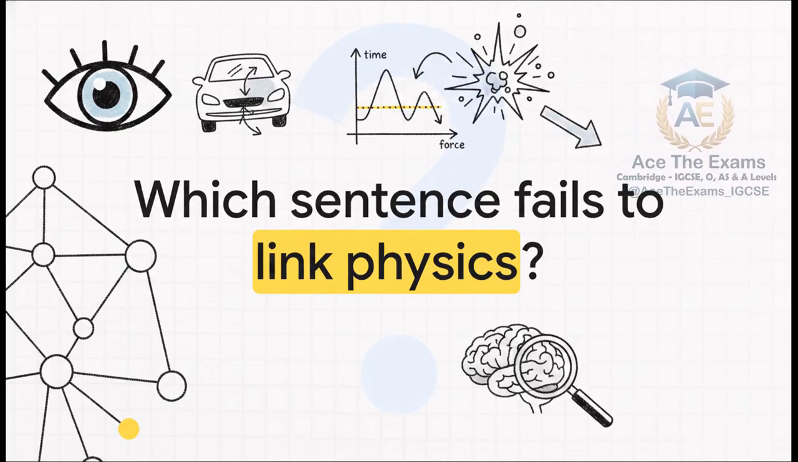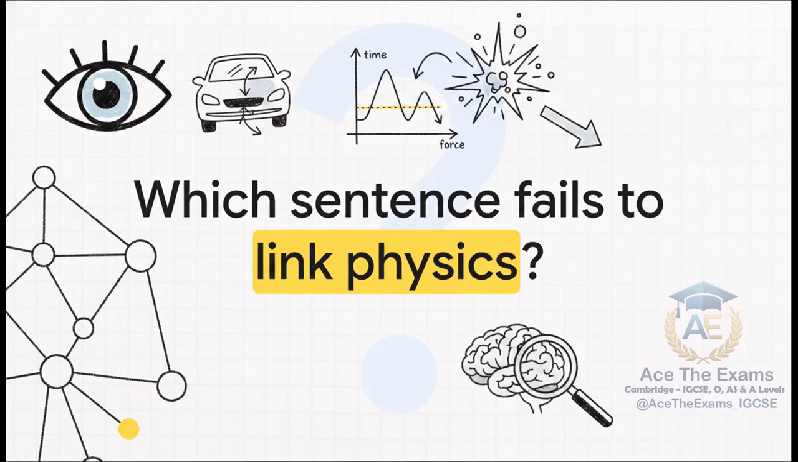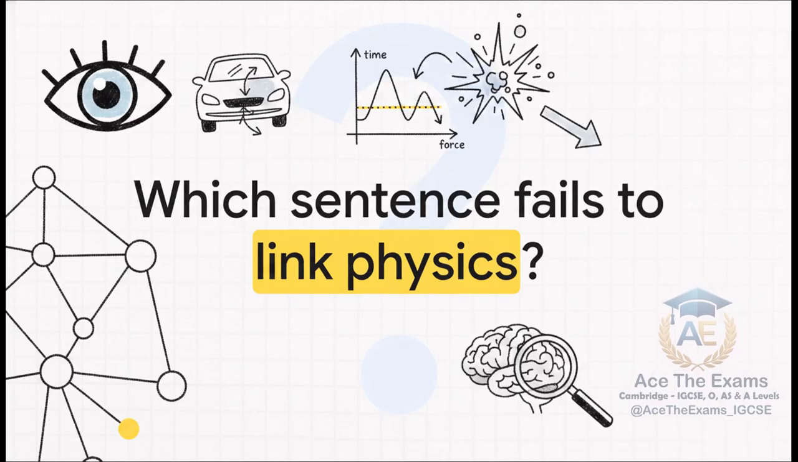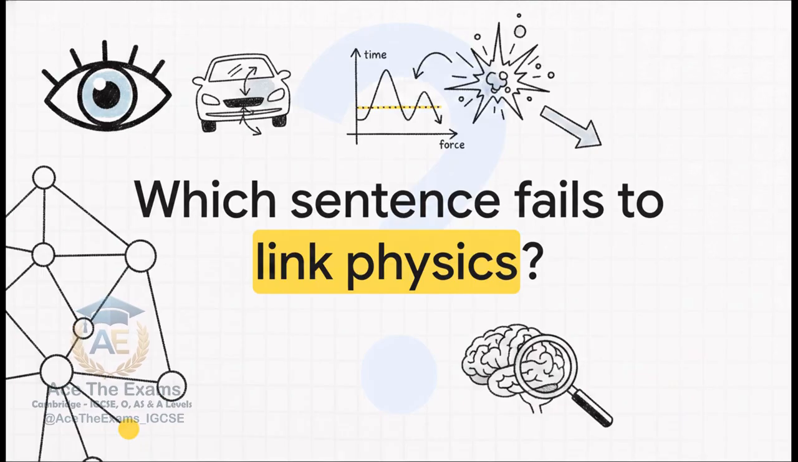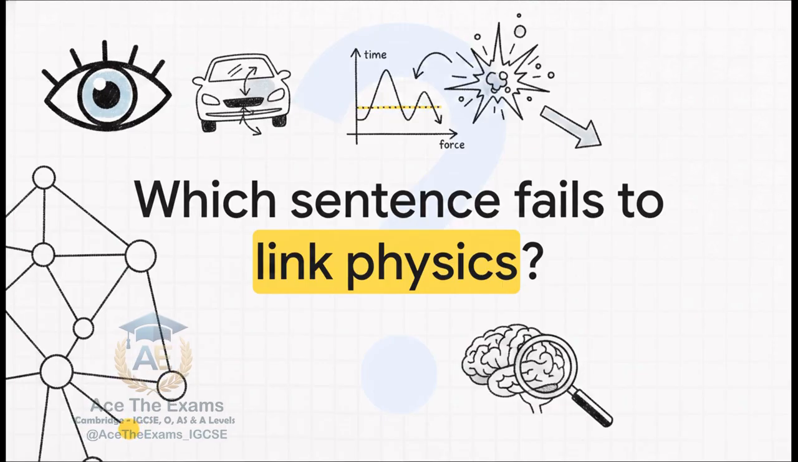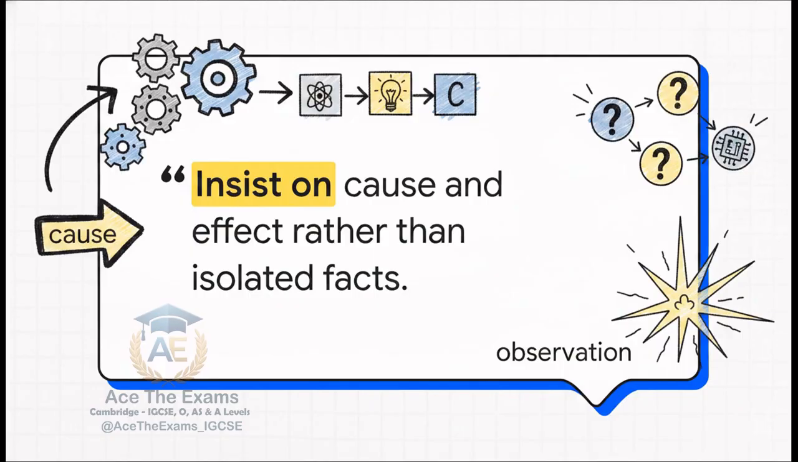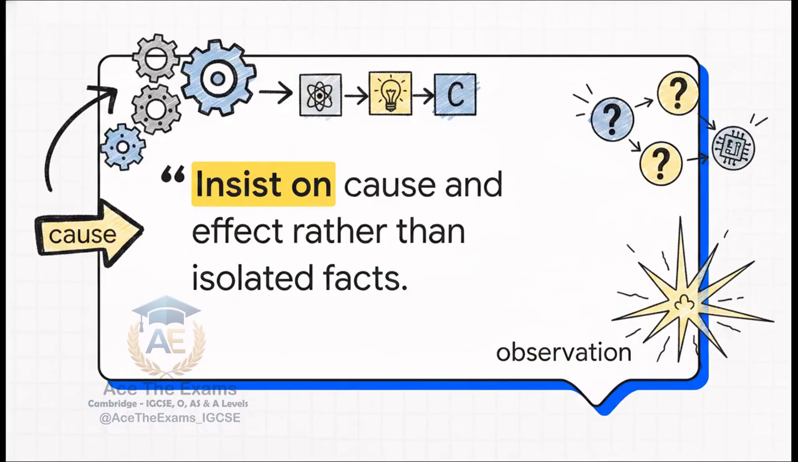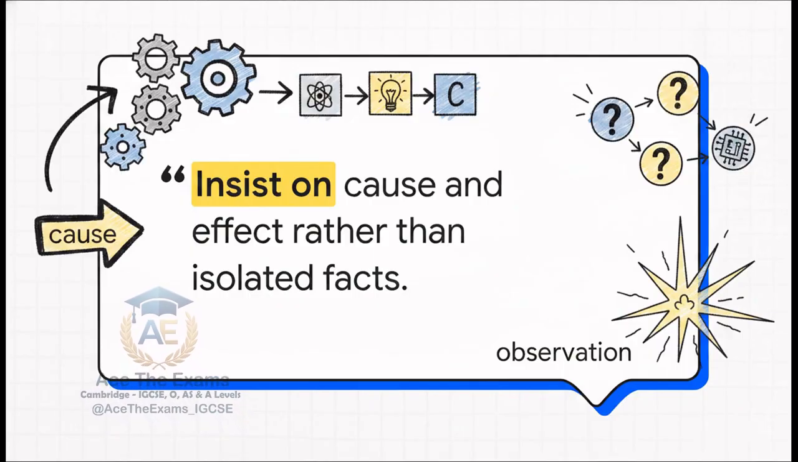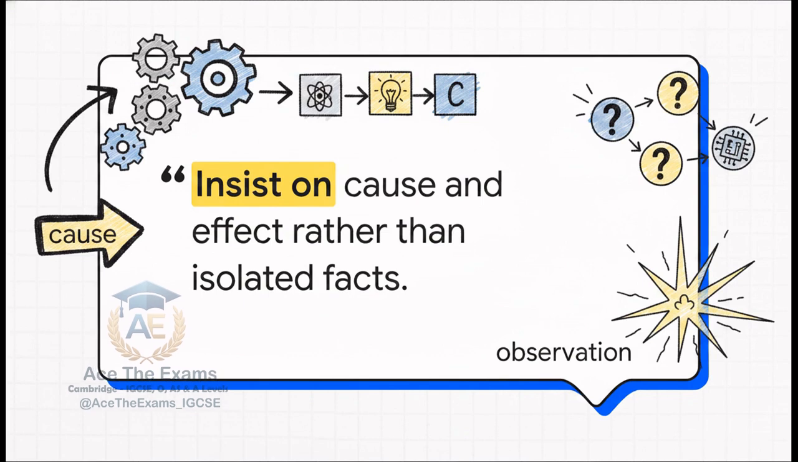For example, maybe they mention a car's crumple zone, which is great, but where did they fail to link it back to the increase in collision time and the subsequent decrease in average force? Finding these missing links in sample answers is the best way to train your brain to never, ever omit them in your own exams. Keep this golden rule from the official examiner commentary in mind. Insist on cause and effect rather than isolated facts. That is the secret to the entire exam.